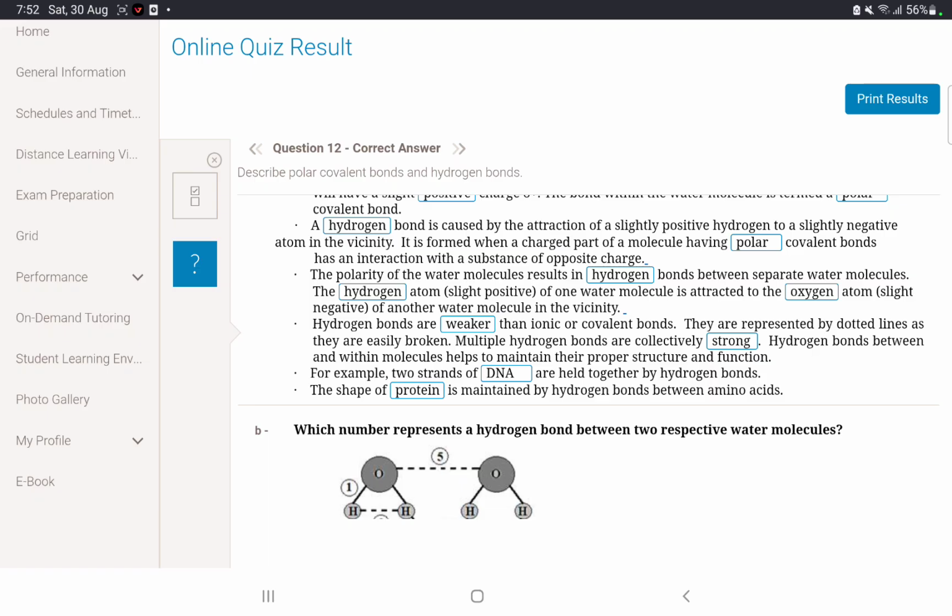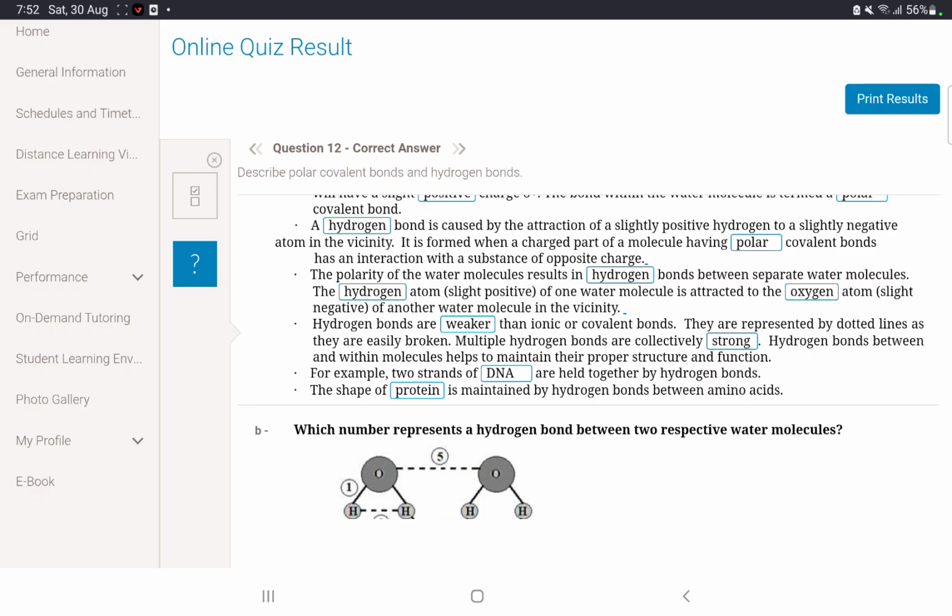So separate water molecules form hydrogen bonds. The hydrogen atom, slight positive, is attracted to the oxygen atom, slight negative, of another water molecule in the vicinity. Hydrogen bonds are weaker than ionic or covalent bonds. So, just like I said, one ionic bond is stronger than the hydrogen, one covalent bond is stronger than the hydrogen. They are represented by dotted lines and are easily broken.